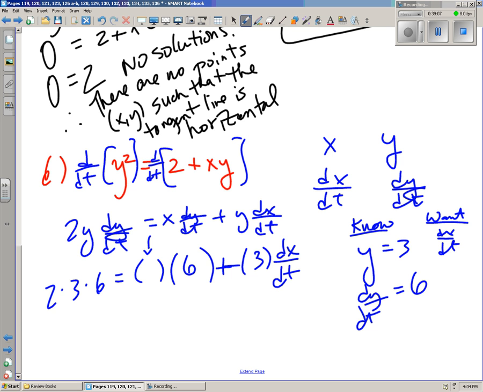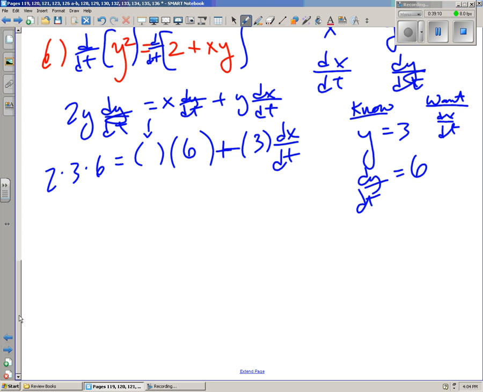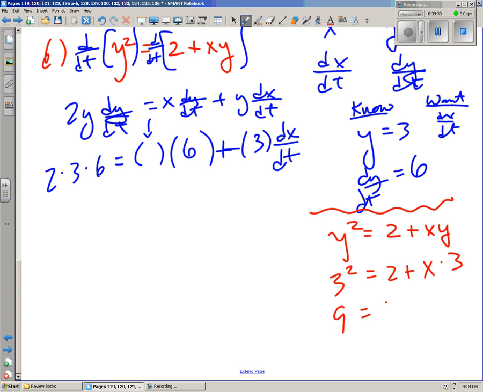Here we go. If we have the y value and want the x value, go back to the original. The original was y squared equals 2 plus xy. So when y is 3, we want to find x. 3 squared equals 2 plus x, which is what we want to find out, times 3. 9 is equal to 2 plus 3x. It's kind of obnoxious, but 7 equals 3x. So x is 7 thirds.